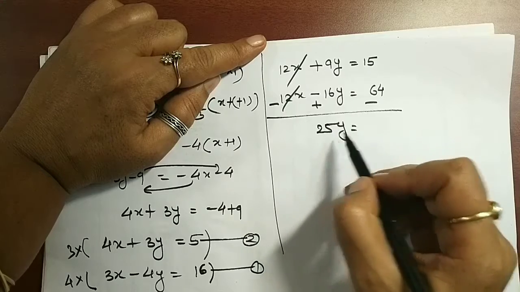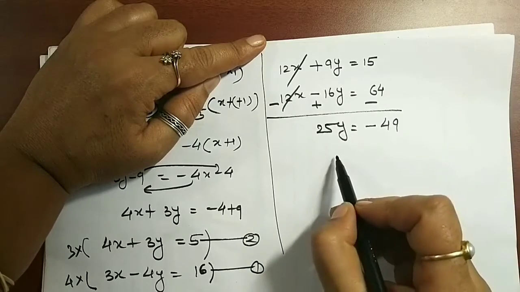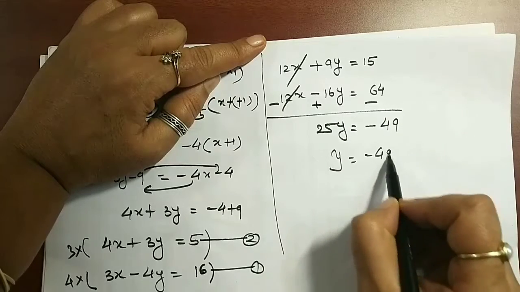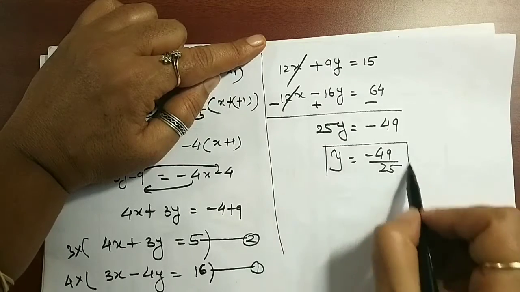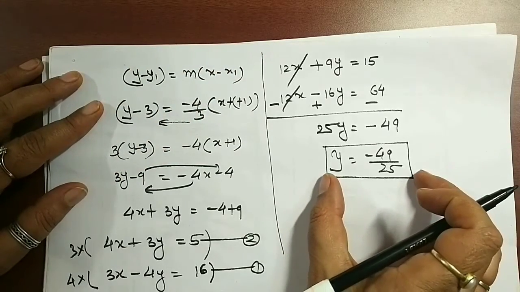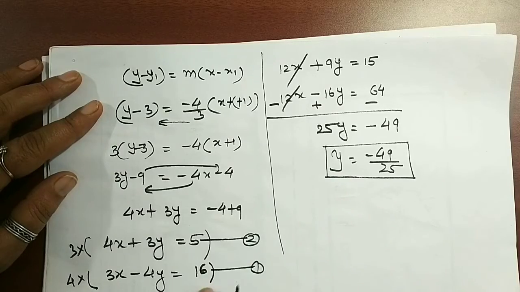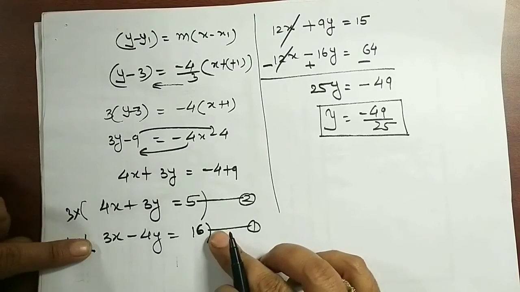This is plus 25y is equal to minus 49. So what will be my y? It will be minus 49 by 25. Okay. Now I can just put this value in my first equation. I will put y into this. Okay. First equation is this.